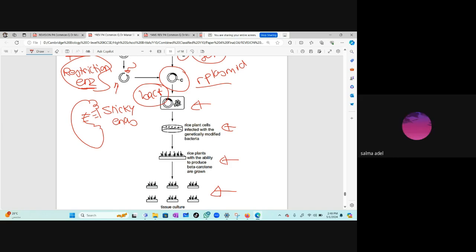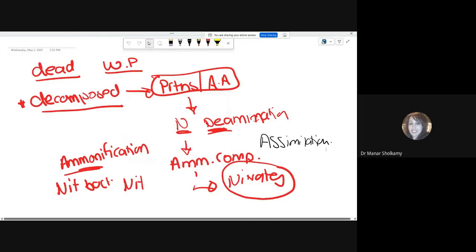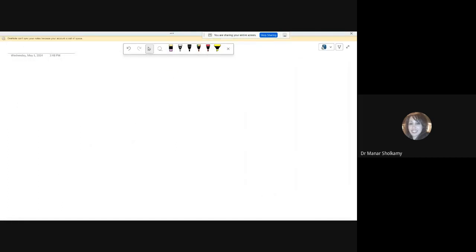Can I make it reproduce and multiply? Yes, of course, in a fermenter. I'm going to take this bacteria that now has the recombinant plasmid, and I want it to multiply and multiply and multiply. It will reproduce in a machine. What is the name of this machine? Fermenter. Yes, fermenter. Be sure of your answer.